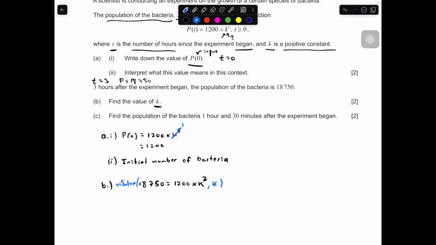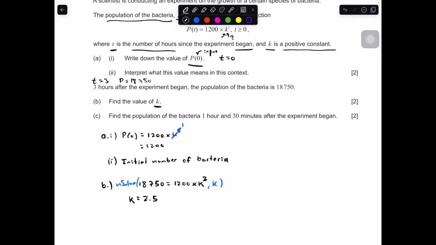18,750 divided by 1200, and then let's take the cube root. Okay, so k is equal to 2.5. K is equal to 2.5. Okay, and you can solve that, and you should get the same result.